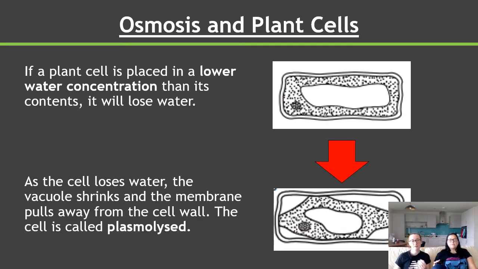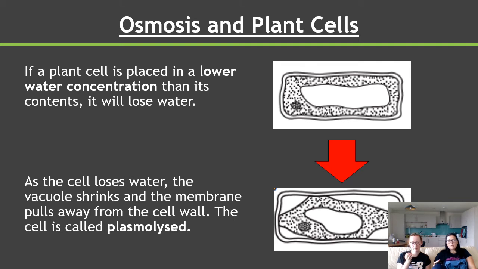Okay, finally, if it's put in a lower water concentration than its contents, the cell is going to lose water. So say it's in a 20% solution outside, inside the cell is 50%, water is going to be moving out of the cell by osmosis. So in this case, it's going to be moving out of the cell to the outside environment. And in this case, we would say it becomes plasmolysed. So plasmolysed is that definition for when water's come out of the cell.